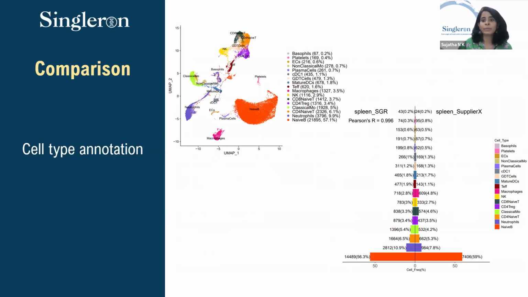And of course, the most important thing is, are you picking up the same cell types? And we do see that we pick up the cell types, but I also want to just draw your attention to the neutrophils in purple here. As you can see, when you do Singleron technology, you do get more neutrophils when compared to droplet-based methods.